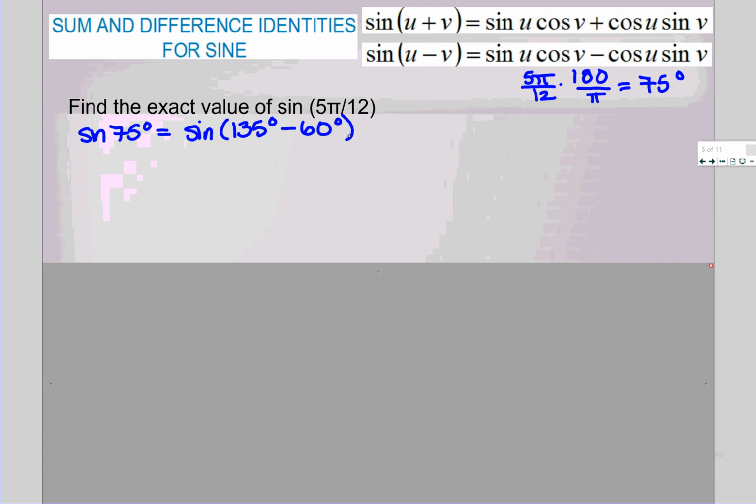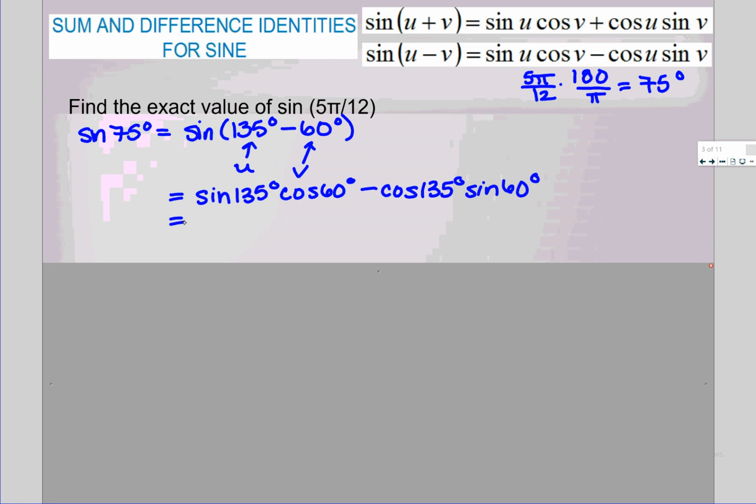So if you chose addition and you did 30 and 45, you would see you get the same answer at the end. Okay, so again, remember the first one is our u, the second one is our v. That order is important because subtraction, we know order matters. Okay, because it's subtraction, I'm using the bottom identity. Sine 135, cosine 60, minus cosine 135, sine 60. All right, and now we evaluate with our unit circle.